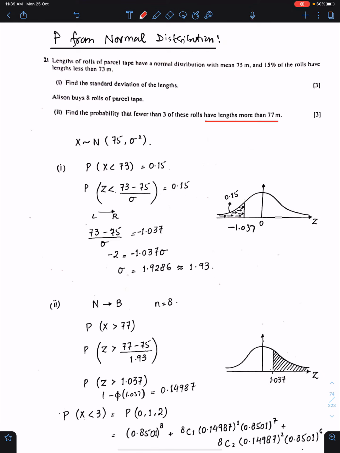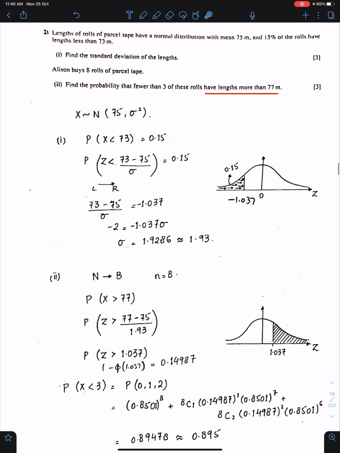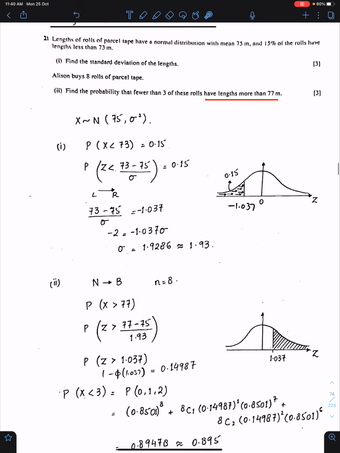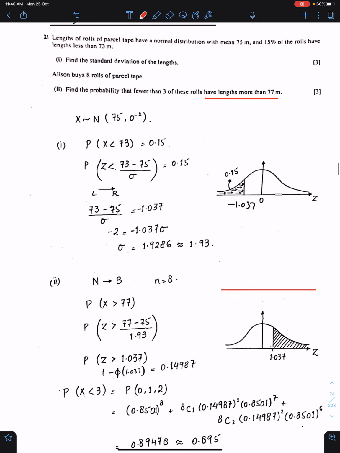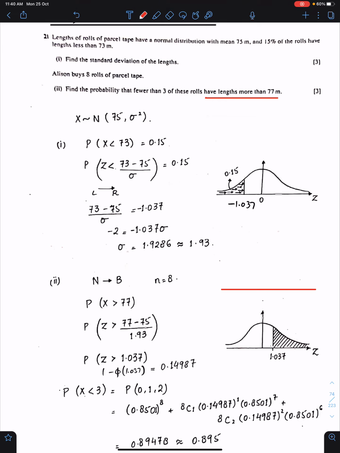Have lengths more than 77 centimeter. So you need P from this information. So what will we do? We will use normal distribution. By the way, this question is simple because mean is 75. You can also find P through this method. You can either use normal distribution probability, or you can use a sketch of normal distribution.